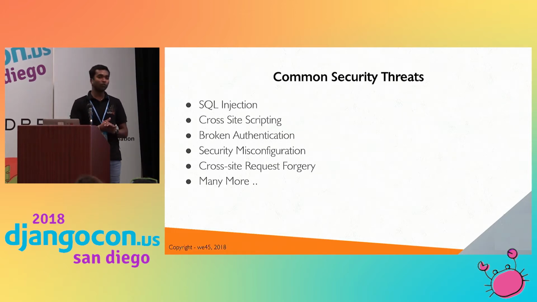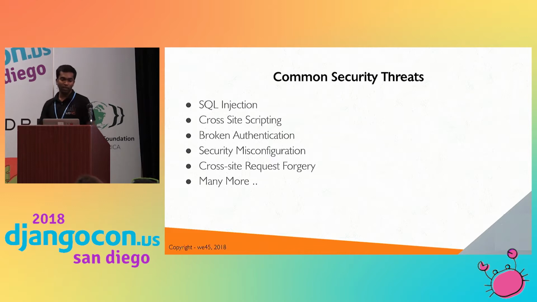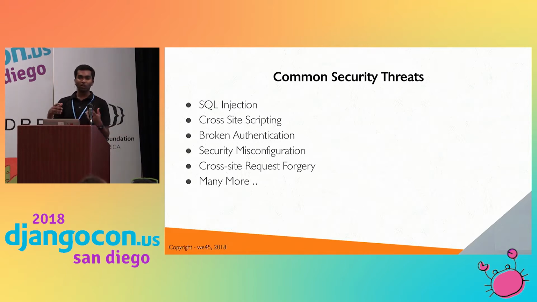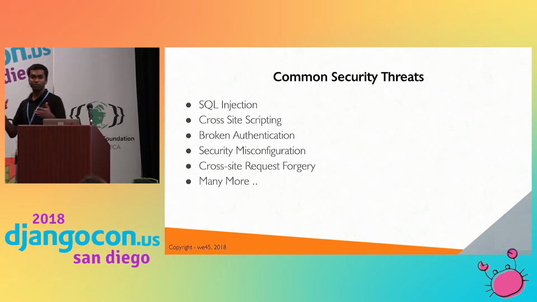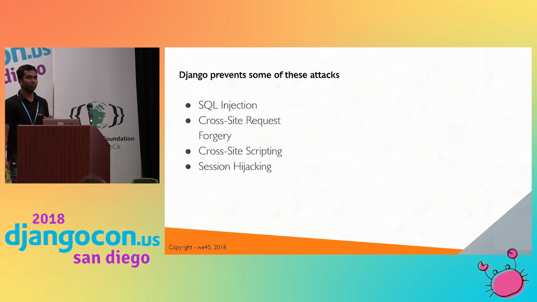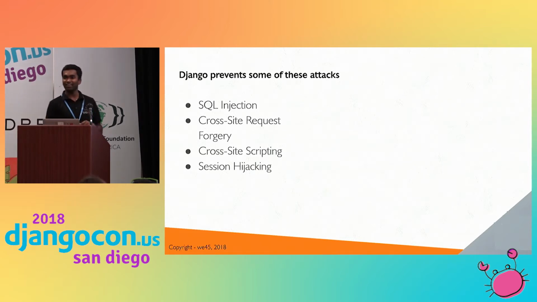What are the common vulnerabilities in REST frameworks? SQL injection, cross-site scripting, CSRF, and session hijacking. These are all common vulnerabilities we see in our web services. You know Django prevents some of these vulnerabilities. How many of you know that? Okay, nice. Actually, Django prevents SQL injection, cross-site scripting, CSRF, request forgery, and also session hijacking.